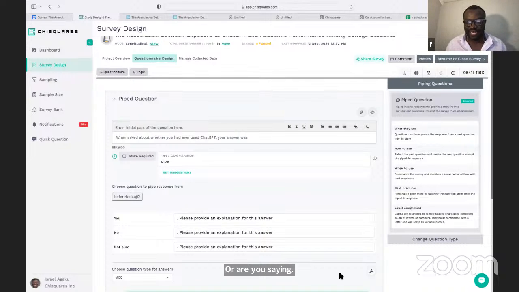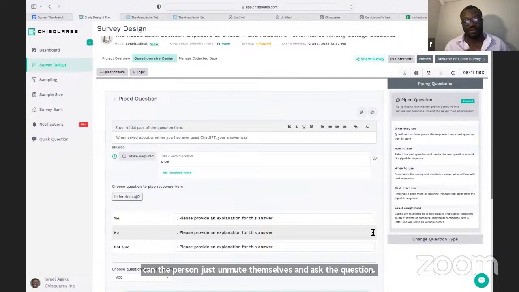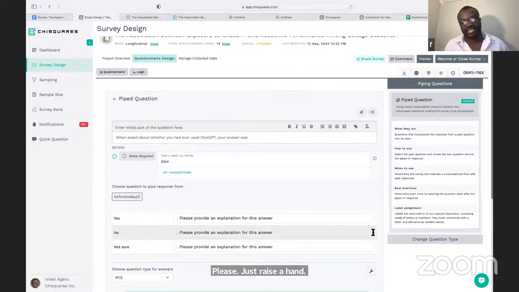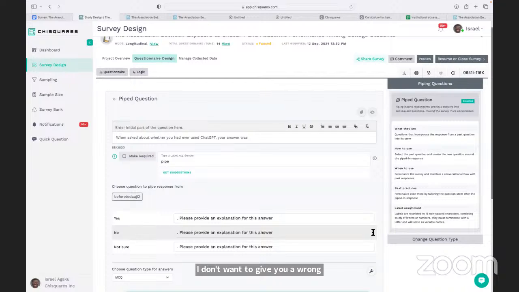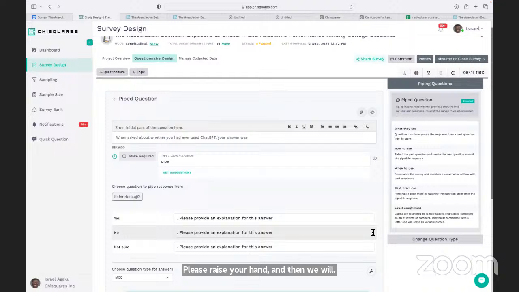Can the person just unmute themselves and ask the question? If you're still here, please just raise your hand. Well, I'm trying to figure out whether you're talking about quotas or what exactly you're referring to. I don't want to give you a wrong answer relative to the question you've asked. All right. Please raise your hand and then we will unmute your mic.